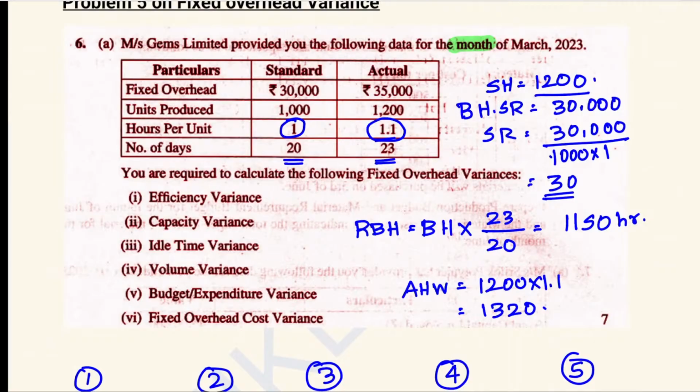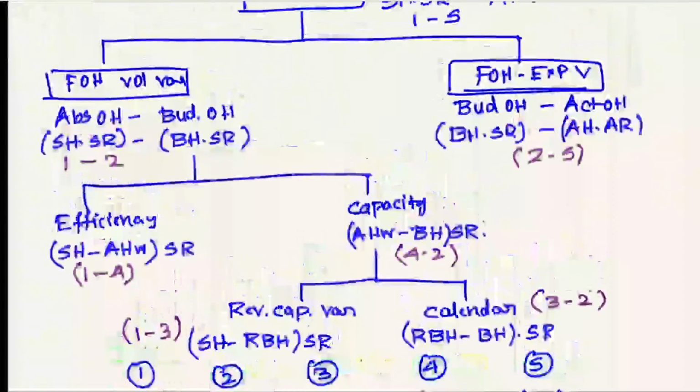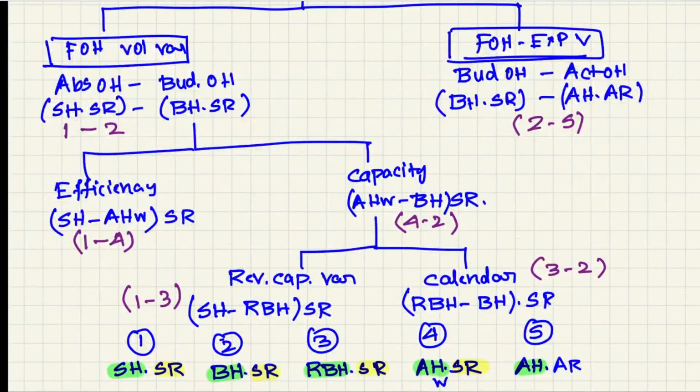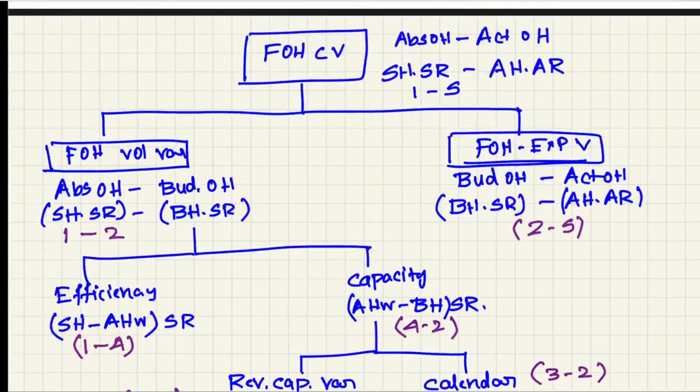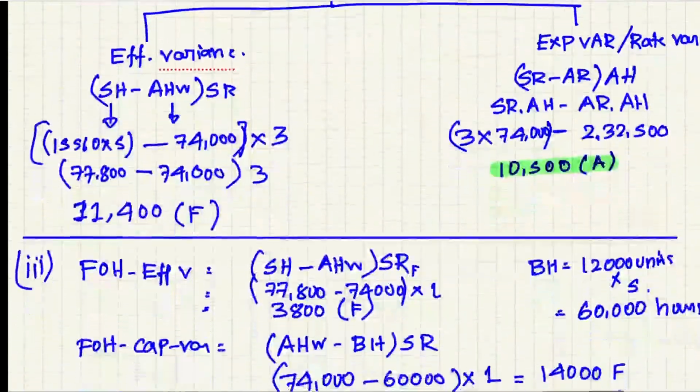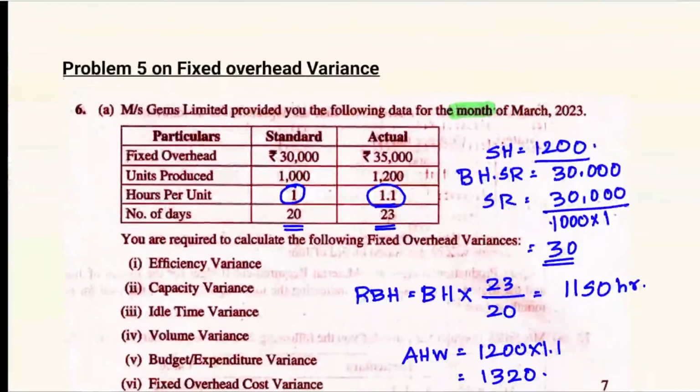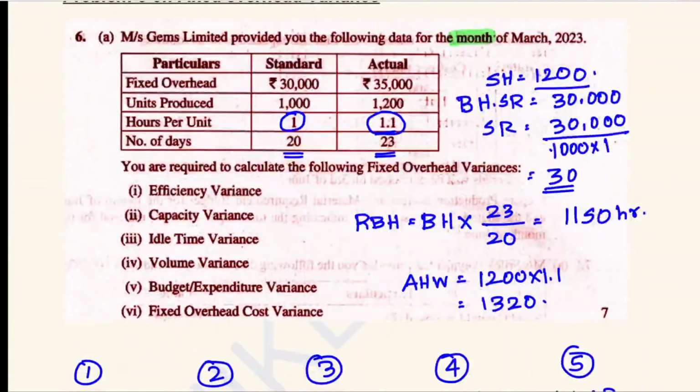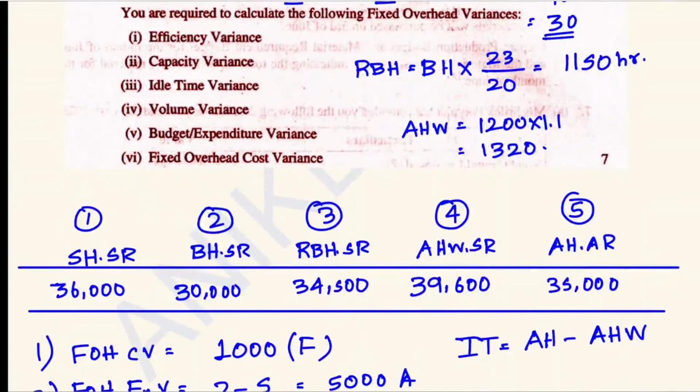So that is all on the fixed overhead variances. So you have 7 variances. You have the direct formula method, or you have the chart method, or the shortcut method. Whichever works for you, you can use it. I suggest you just try to find out more standard hour, standard rate, because that is where you will definitely get stuck. Once you know that, then other things you can calculate.